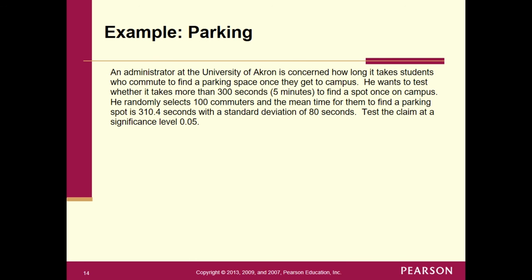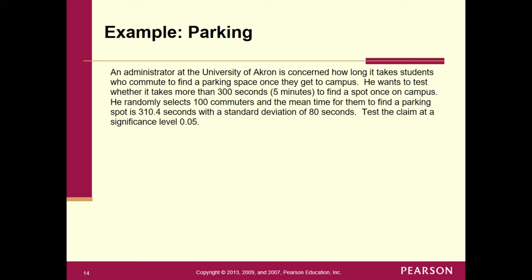All right, let's do a second one. An administrator at the University of Akron is concerned how long it takes students who commute to find a parking space once they get to campus. He wants to test whether it takes more than 300 seconds, meaning 5 minutes, to find a spot once on campus. He randomly selects 100 commuters, and the mean time for them to find a parking spot is 310.4 seconds with a standard deviation of 80. Test the claim at a significance level of 0.05.